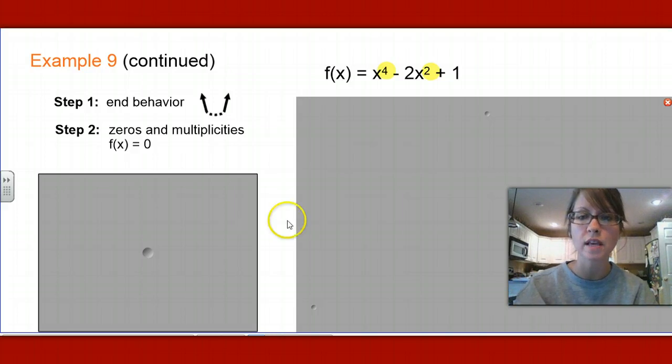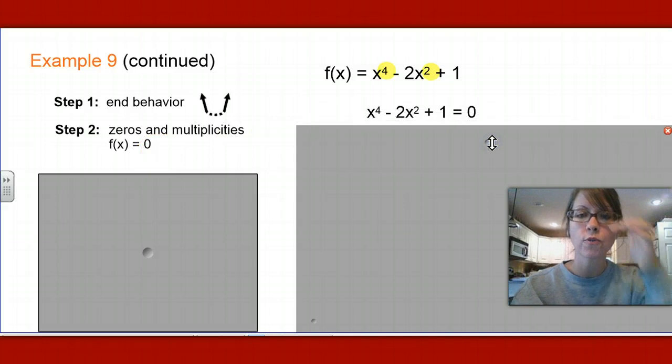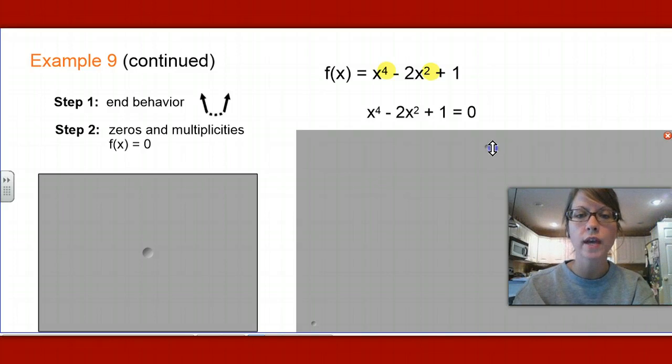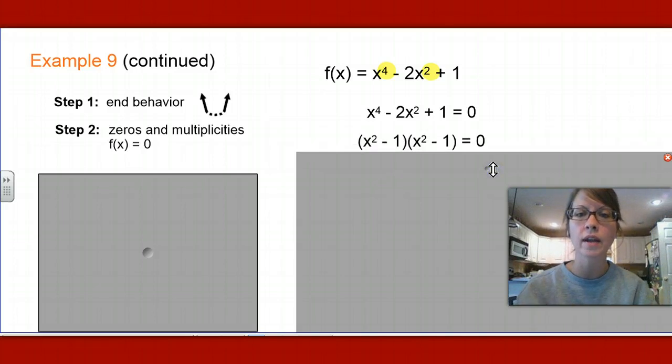We also want to make sure we set it equal to 0. If we're finding zeros, it means that the y value is equal to 0, which is what I have over here. Okay, so x to the fourth minus 2x squared plus 1 equals 0. I'm going to factor that out by saying x squared and x squared. That was the first thing I thought of.